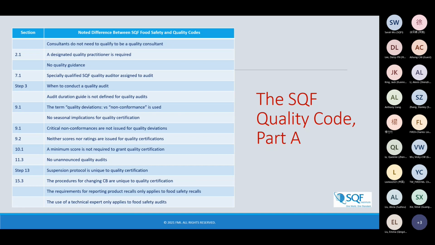There's a suspension protocol that's unique to quality certification. The procedures for changing certification body are unique to quality certification as well. And the requirements for reporting product recalls only applies to food safety recalls, and the use of a technical expert only applies to food safety audits. So these are the major differences between the quality code and the food safety code.